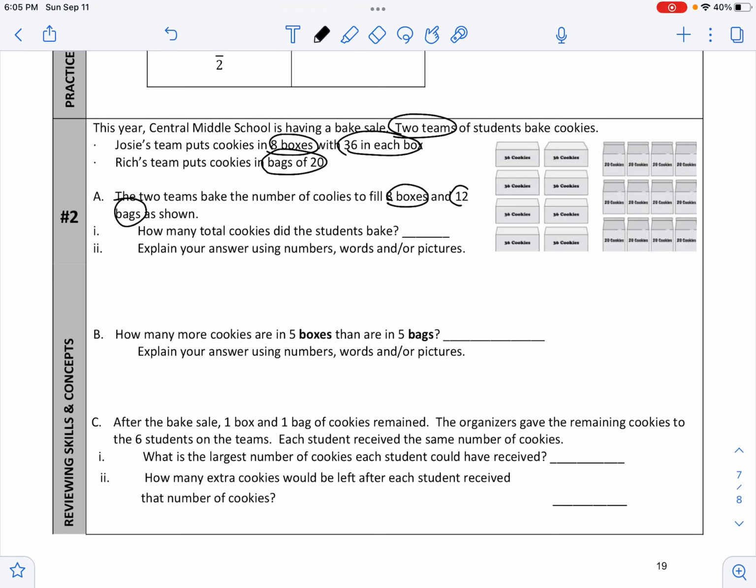You have these diagrams to show you how many cookies there are in each box or bag, and how many boxes and bags there are together. You can go ahead and pause this video to answer question A. Then I'm going to give you a hint on question B.